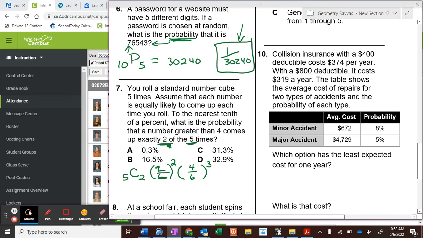So you do this on your calculator. 5 combination 2 times 2/6 to the second power times 4/6 to the third power. 0.329 something. So it's choice D. Did you get it on your calculator? Yeah. Okay. Because you guys should be punching it in on your calculator, making sure you know how to do this on your calculator as we go.